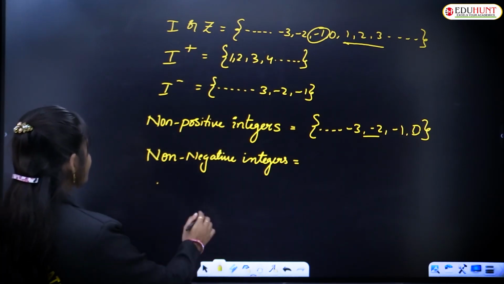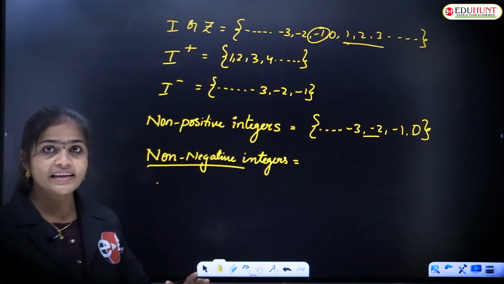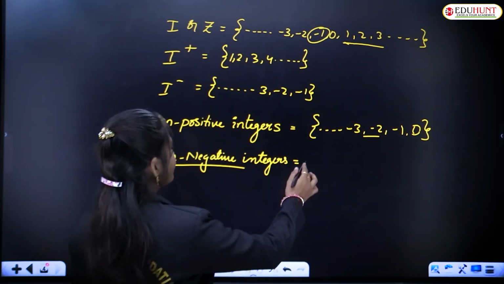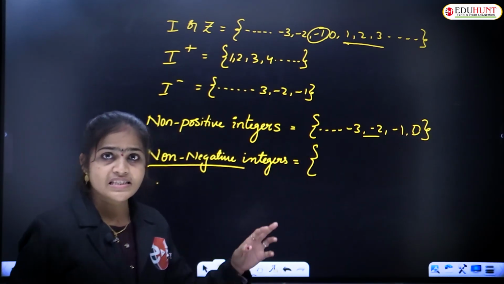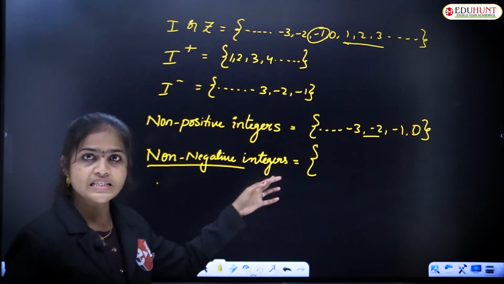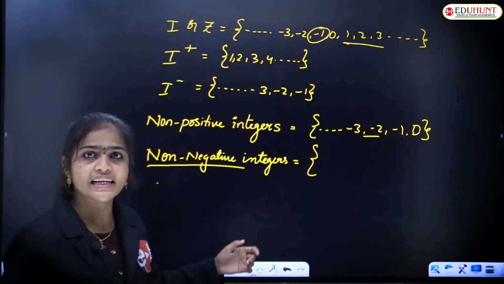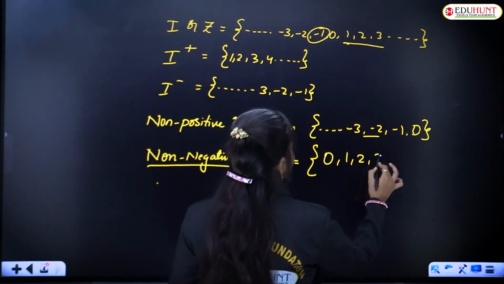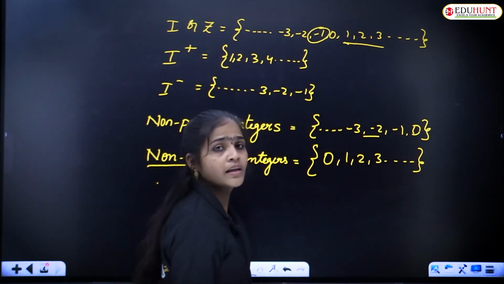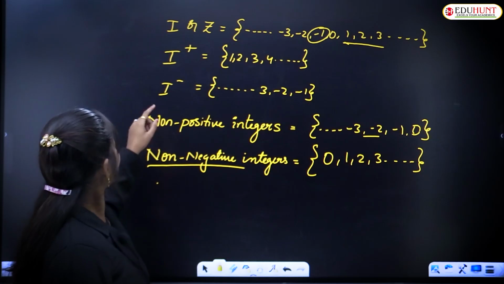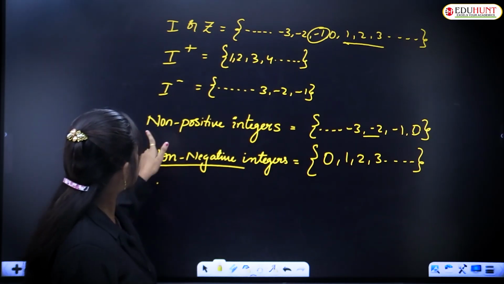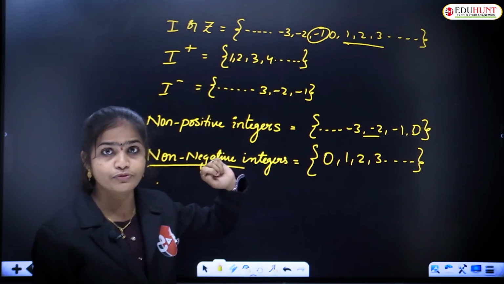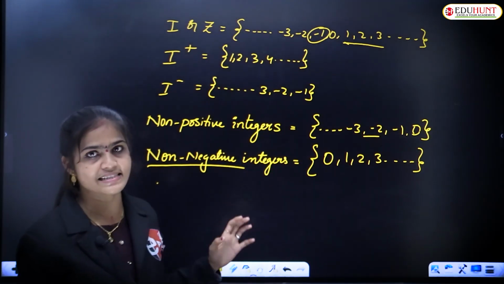As well as non-negative: the integers which are not negative. Which are not negative means positive integers. Along with positive integers, shall we include 0 here? Yes, obviously. Why? Because 0 is not a negative integer. So 0, 1, 2, 3 and so on. Clear children? So we have positive integers, negative integers, non-positive integers and non-negative integers, 4 different sets of integers.